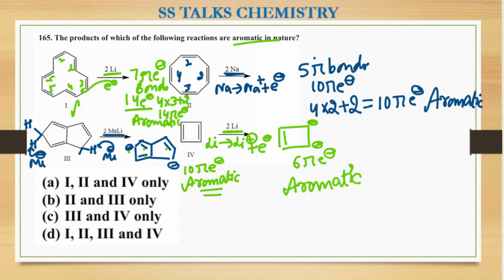That means the correct answer is option D, where it is given that 1, 2, 3 and 4, all of the reactions, are giving us the aromatic species. Okay, so D is the correct answer to this particular question.